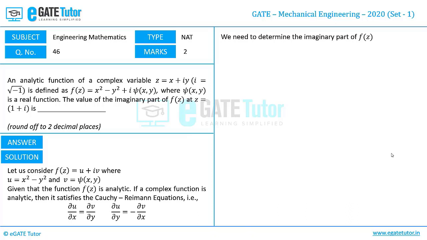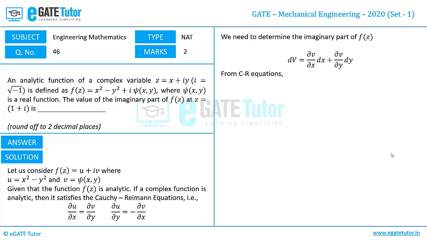Since we need to determine the imaginary part, we will write the total derivative of the imaginary part, dv = (∂v/∂x) dx + (∂v/∂y) dy. From this equation we have ∂v/∂x and ∂v/∂y, so let us replace them using the Cauchy-Riemann equations in terms of u, because we know the function u is given as x² − y². So let us replace that using the CR equations first.